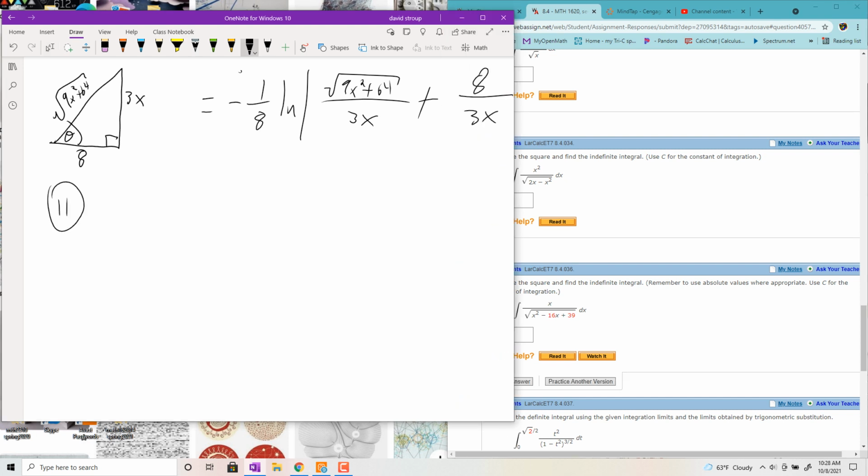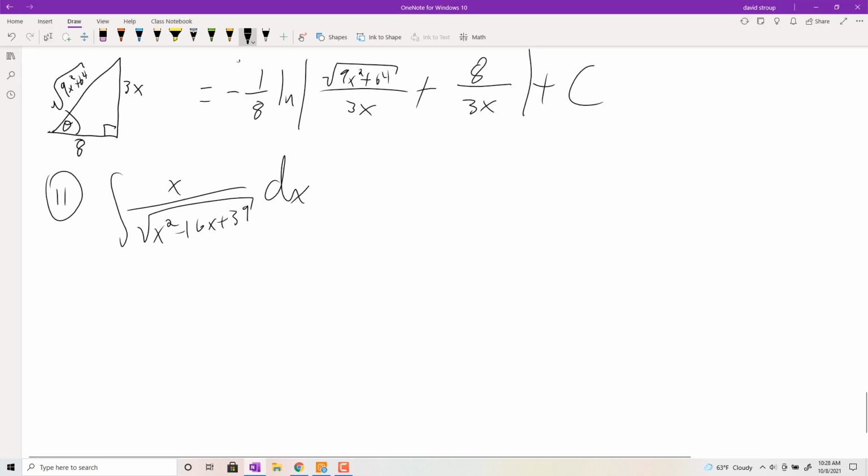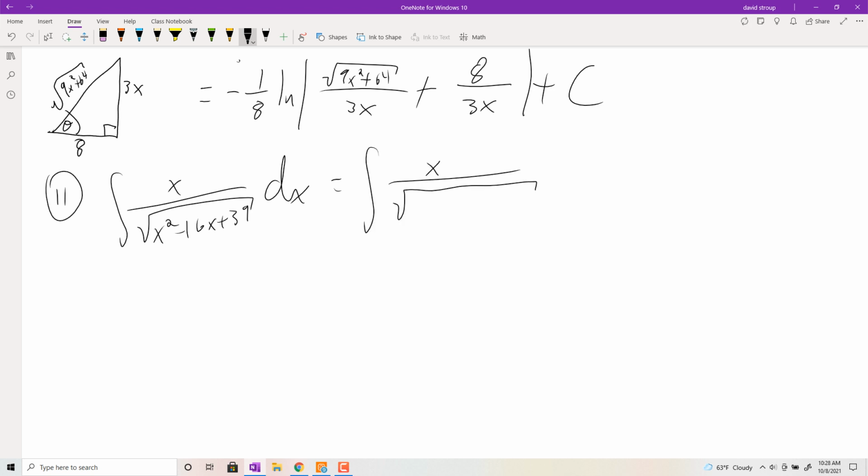Number 11, the integral of x all over the square root of x squared minus 16x plus 39 dx. Okay, I'm going to have to complete the square for this thing to even see kind of under the hood what I'm dealing with. So the square root of x squared minus 16x plus negative 16 over 2 squared. So negative 16 over 2 is negative 8. Negative 8 squared is 64. I have to immediately subtract 64. Okay.